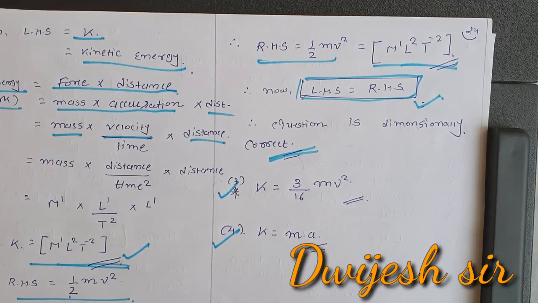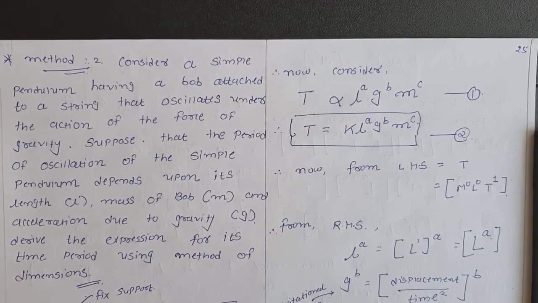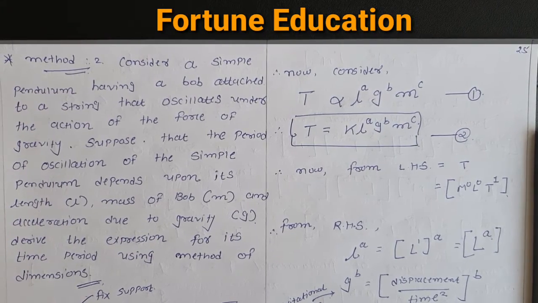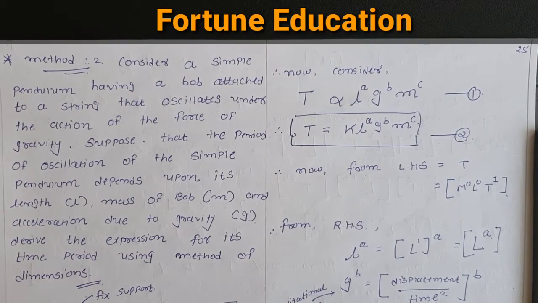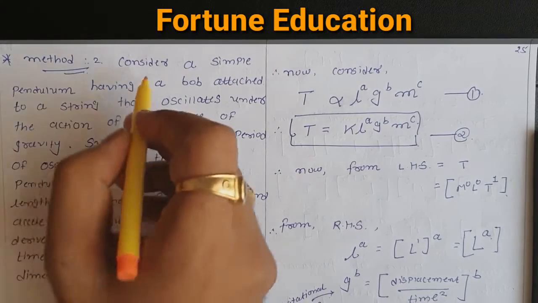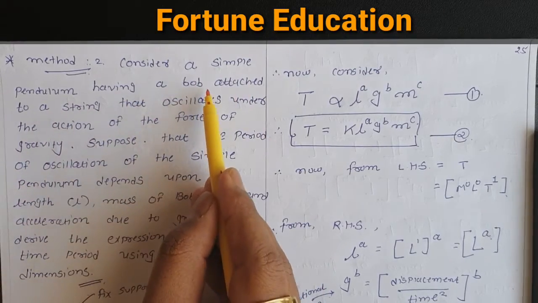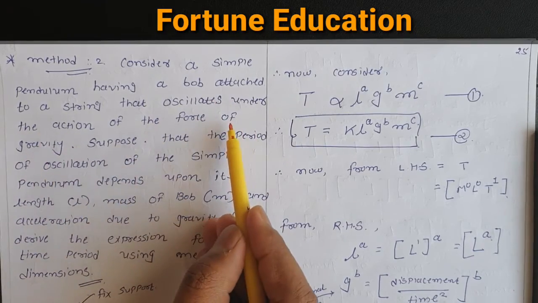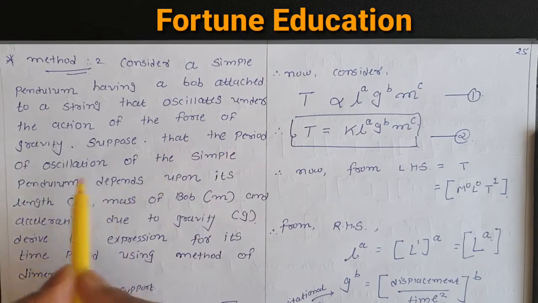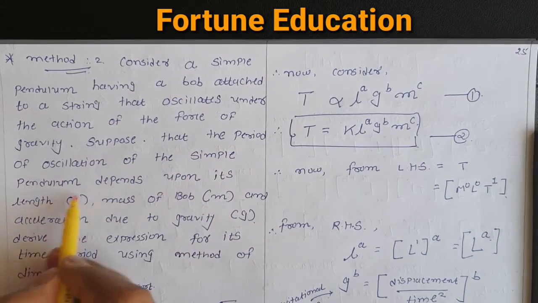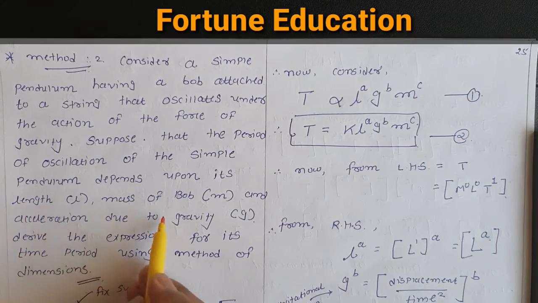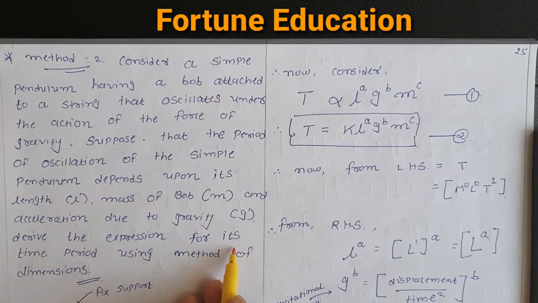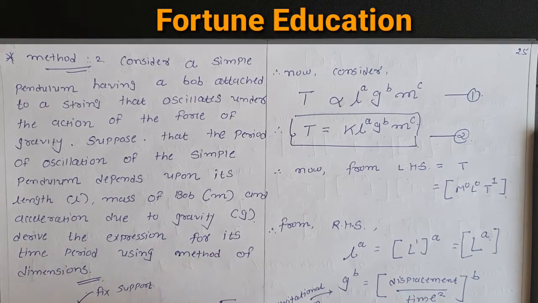Okay, thank you. In this method we have to make an equation. We have to make an equation of the fundamental description. Now what is the description? Just we have to see that. First we have to write: consider a simple pendulum having a bob attached to a string, that oscillates under the action of the force of gravity. Now suppose that the period of oscillation of the simple pendulum depends upon its length, mass of the bob, and the acceleration of gravity g, and derive the equation of its time period using the method of dimensions.